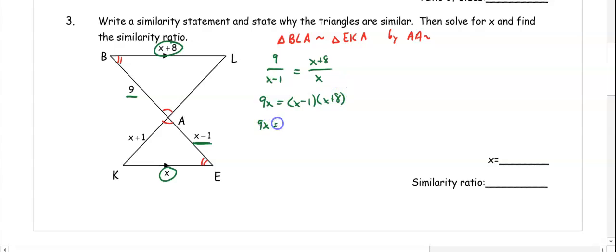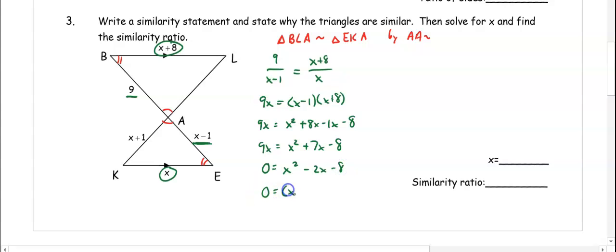So we can distribute: 9x equals x squared plus 8x minus 1x minus 8. 9x equals x squared plus 7x minus 8. We can subtract the 9x from both sides. So 0 equals x squared minus 2x minus 8. So we need two numbers that multiply to -8 and add to -2: x minus 4 and x plus 2. So x equals 4 and x equals -2.